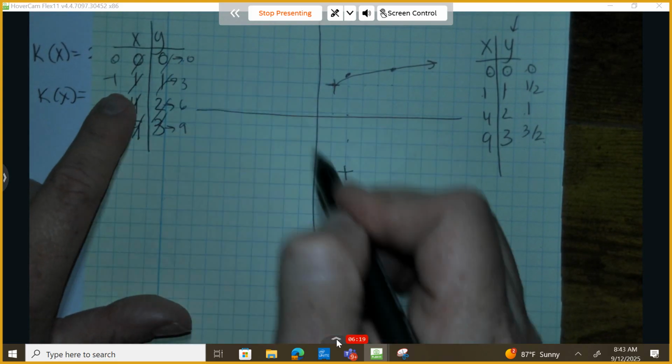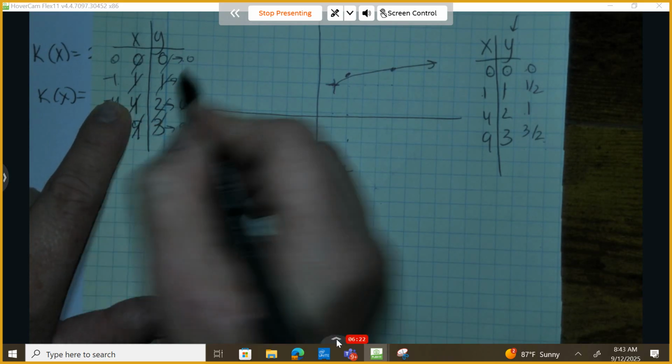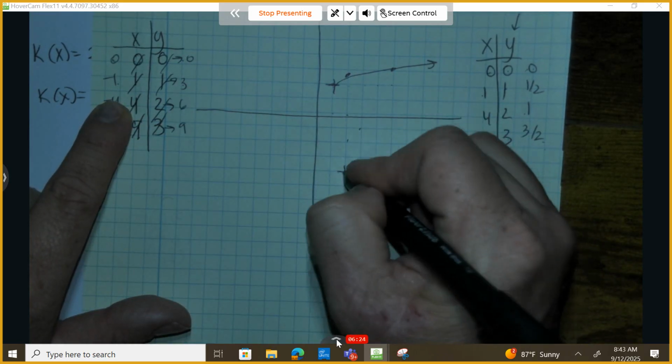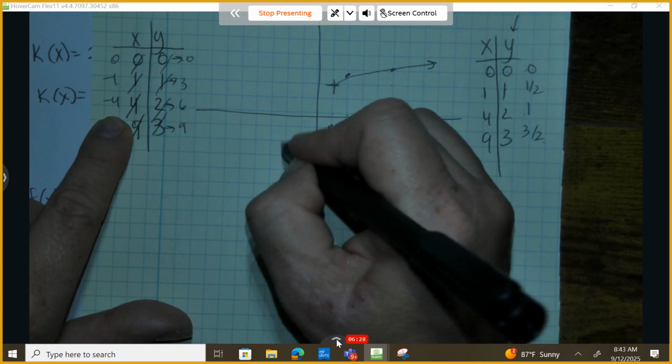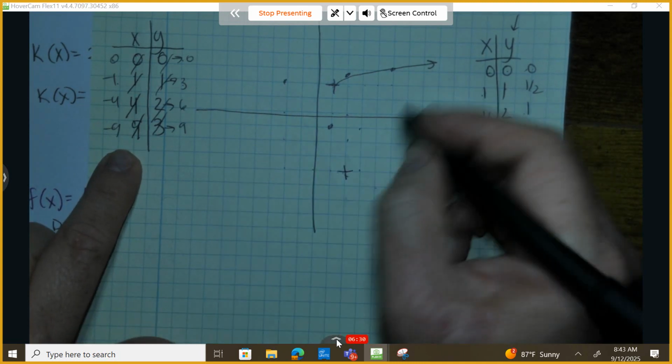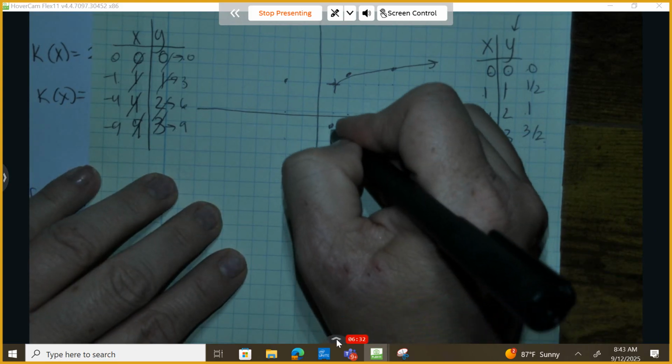So here's 0, 0. I'm there. I'm going to go left 1 and up 3. Left 1, left 1, up 3. Left 4, up 6. 2, 4, and up 6. And I would go left 9 and up 9. And it's looking like this.